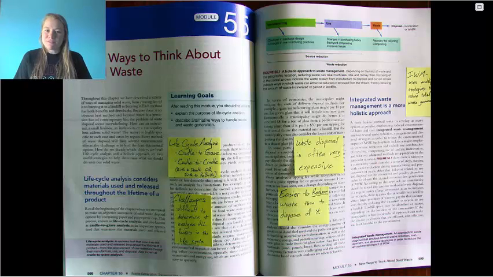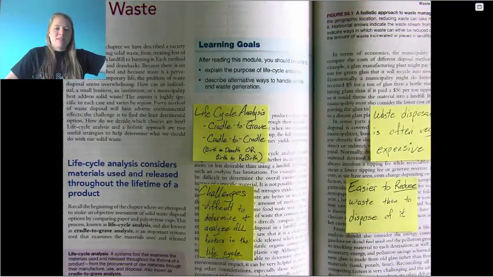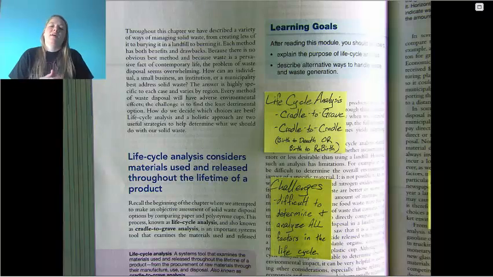Welcome to Module 55 of AP Environmental Science, which is looking at alternative ways to handle solid waste and what we should do with it and how we can reduce the amount of solid waste generated. I'm going to start over here with our life cycle analysis.